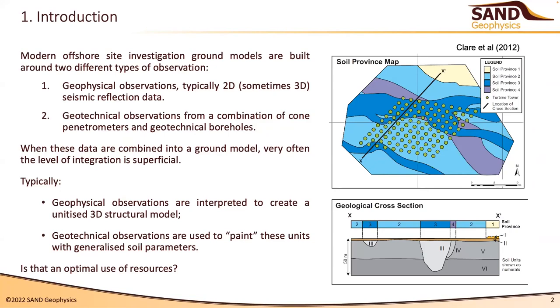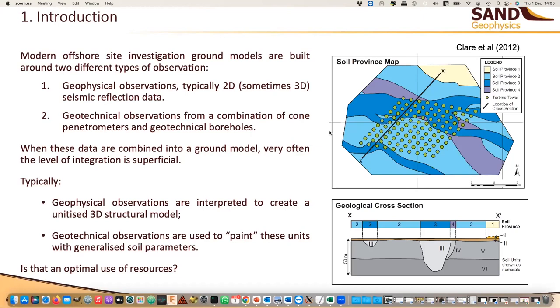So just to make sure we're all coming from the same starting point, for most modern offshore site investigation, ground models in the offshore renewables sector are built basically using two different types of observations. You have the geophysical observations, which are typically 2D, sometimes with localized 3D seismic reflection data, and these would typically be relatively short offset seismic reflection data. And then this is complemented with geotechnical observations from a combination of both seafloor and borehole geotechnical samples. So you then get basically cone penetrometer data and also laboratory analysis from samples taken at geotechnical boreholes. Those two different sources of information then can be combined together to build your ground model.